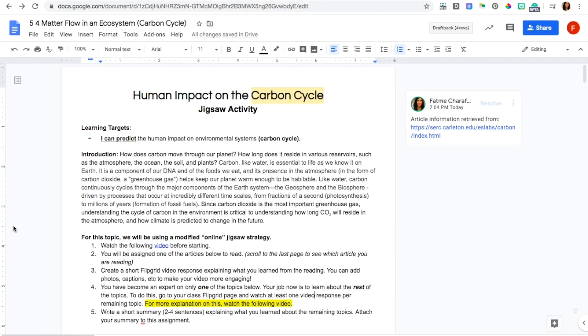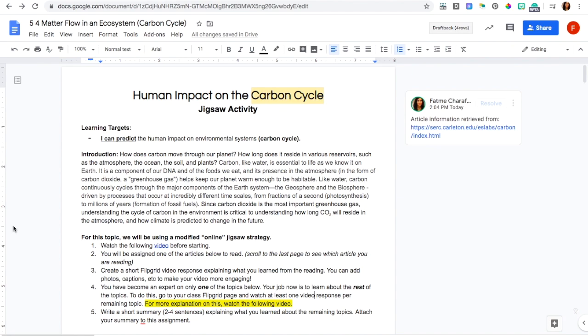Okay, guys. So let me explain how the Jigsaw activity is going to work. Now, obviously, this is a bit different than the regular Jigsaw activity that you would do in the classroom. So instead, I decided to come up with this modified version.